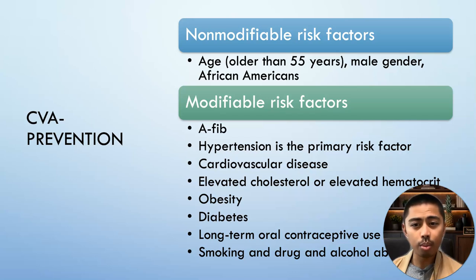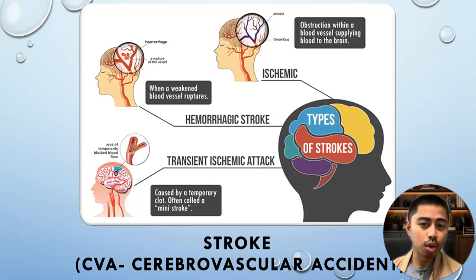Now let's talk about stroke. There are non-modifiable and modifiable risk factors. Your high blood pressure or hypertension is going to be your primary modifiable risk factor that can help prevent stroke. I want you to not only remember these risk factors, but also identify why they are risk factors in the first place. There are 3 types of strokes. We talked about TIA, hemorrhagic, and ischemic strokes.